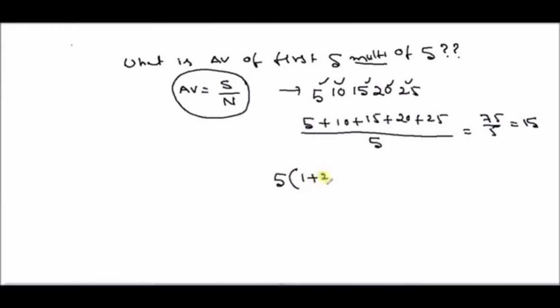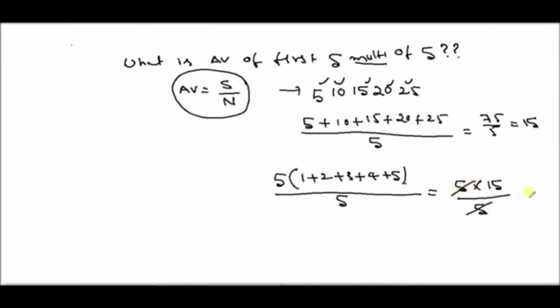1 plus 2 plus 3 plus 4 plus 5. Now I can say 3, 9, 12 plus 3, this is 15, of course, divided by 5. Now simply I can say 5 into, add up all these things, 15 divided by 5. Of course, my average is 15.